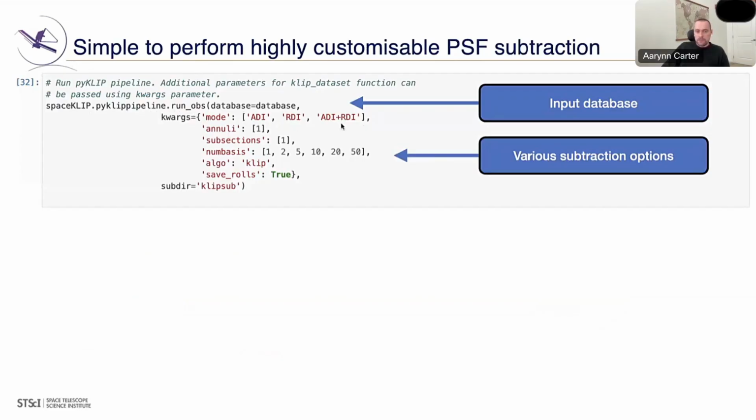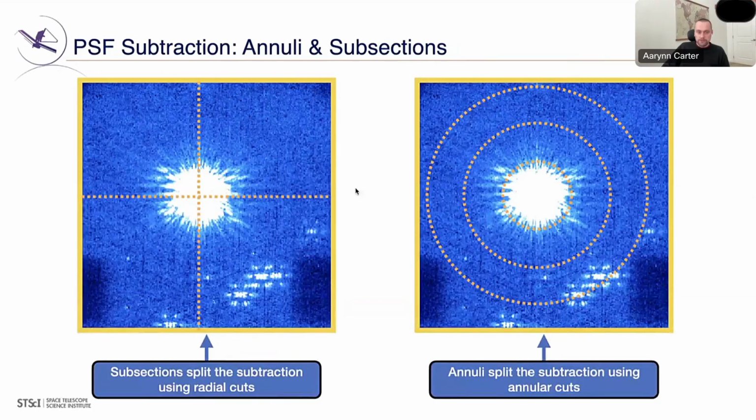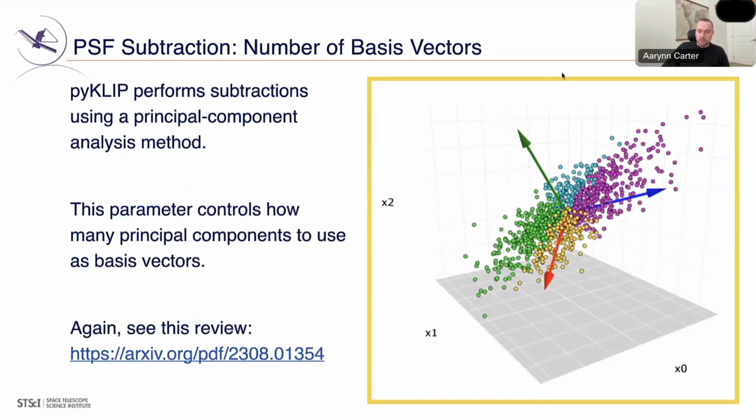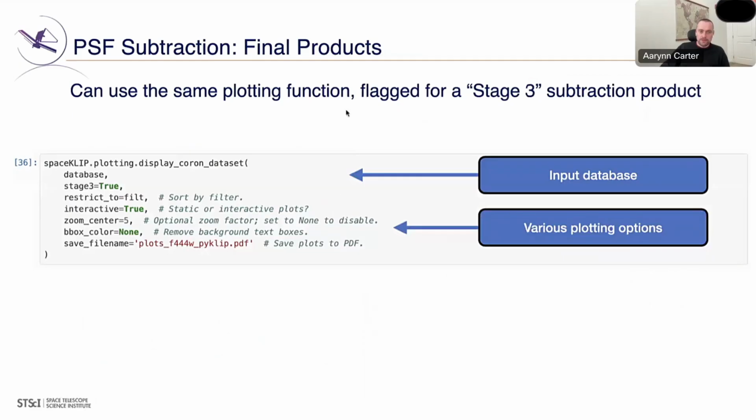In here we have some different ways to adjust the pipeline. I'll leave this for the tutorial for you to look at, but here we can run the subtraction. I did touch on a few, so annuli and subsections let you split your subtraction into annular, into radial regions. It's going to help if you want to optimize your subtraction in certain areas, and the same for the subsections. The mode gives you different ways to do things, and I'll link this nice review if you're really new to things that you can take a look at. Number of basis vectors, I'm not going to get into this right now, we don't have time, but take a look at the review if you want to understand.